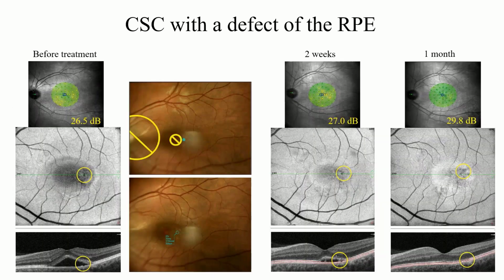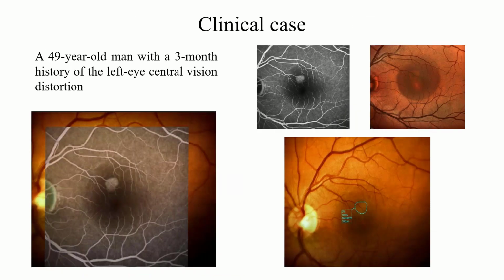Here you may see an example of a CSC with an RPE defect found using angio-OCT in the in-phase mode. Laser spots were applied to precisely cover the RPE defect. After 2 weeks, the RPE defect was closed, and after 1 month, complete resorption of the subretinal fluid was observed.